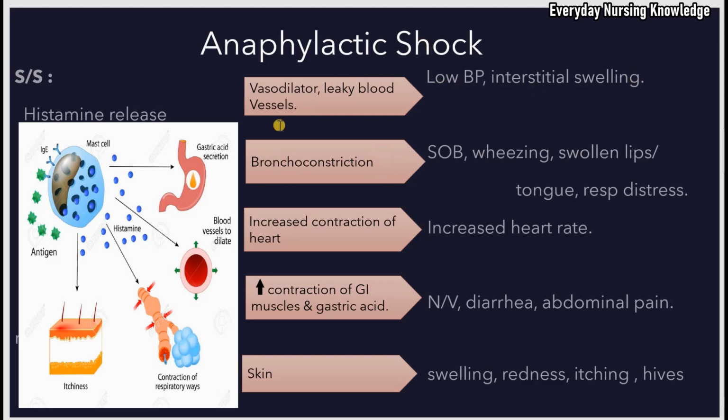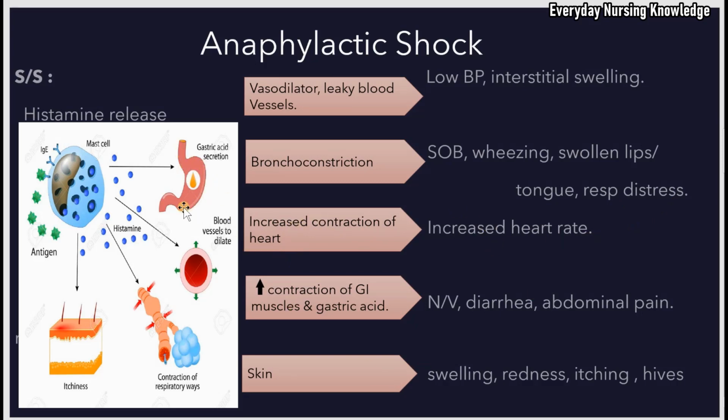It is a bronchoconstrictor. That means histamine can narrow the airways. As a result, the patient may experience shortness of breath, wheezing. Because of the interstitial swelling or leaky blood vessels, it can lead to swollen lip, tongue, and if the larynx is involved, it leads to upper airway obstruction leading to respiratory distress, and it can be fatal. Histamine can increase the contraction of the heart. That leads to increased heart rate.